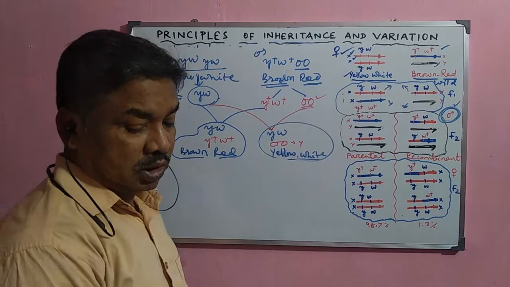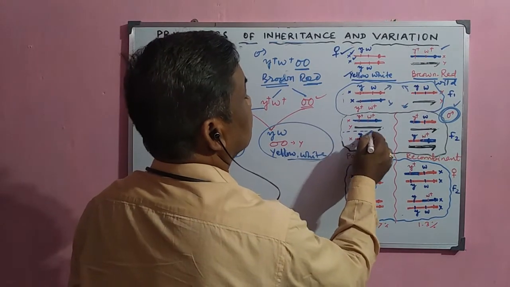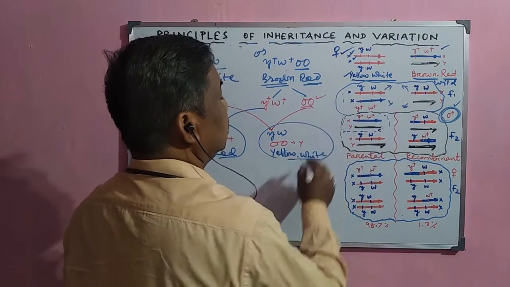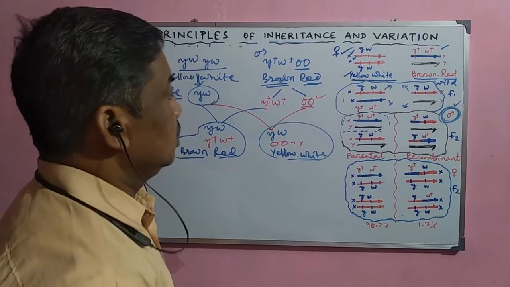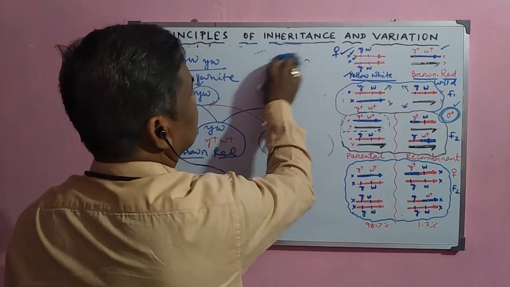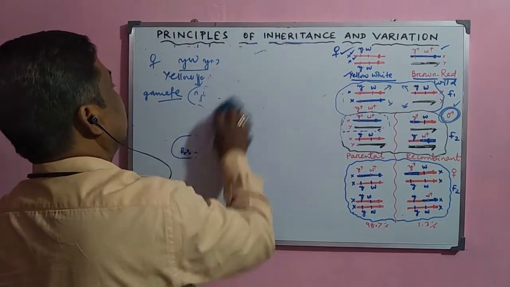So here in the F2 generation, what happens? Look here. This is the first male. This male has the wild type, that is brown and red type. Here they observe the brown and red type.